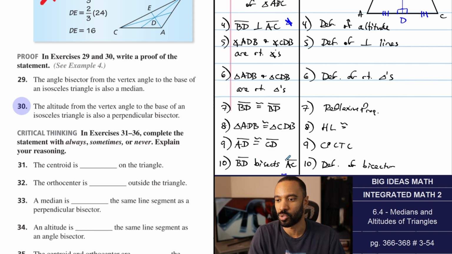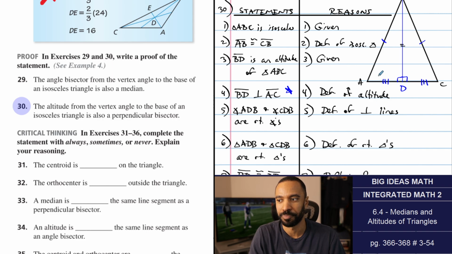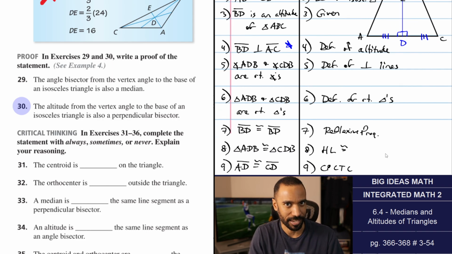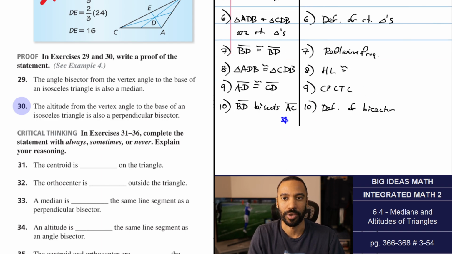It's perpendicular to it. It bisects it. Boom. I think that's what they wanted to know. Does it bisect it? And it does. Okay. I talk a lot.